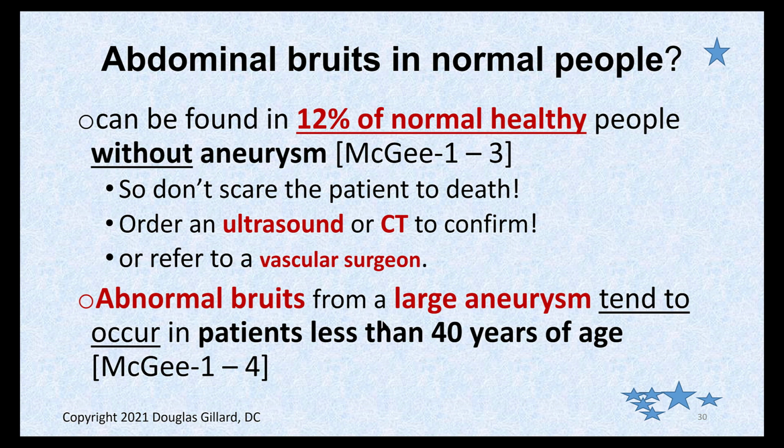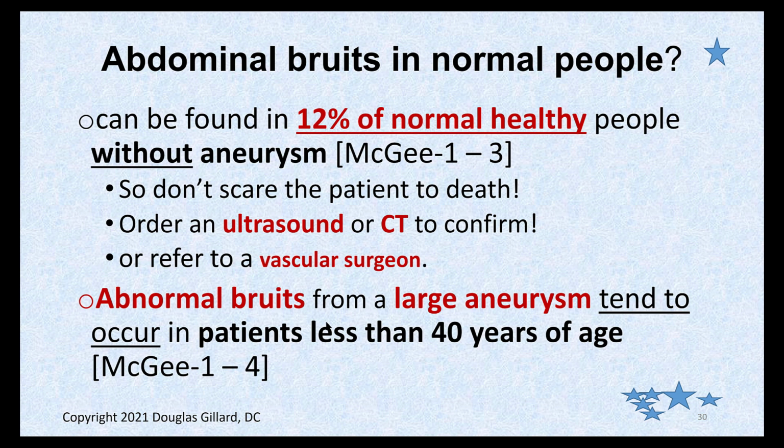Just some more fun facts here with regard to abdominal aortic bruit. It can be found in normal people. One study, about 12% of healthy people had a bruit, but they did not have an aneurysm on CT. So if you hear a bruit of the abdominal aorta, don't scare the patient. It might be completely normal. You need to order an ultrasound or CT to see if there actually is an aneurysm associated with that bruit.